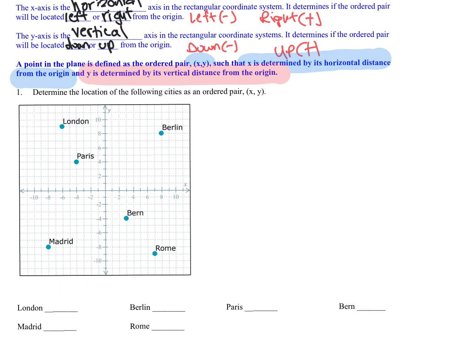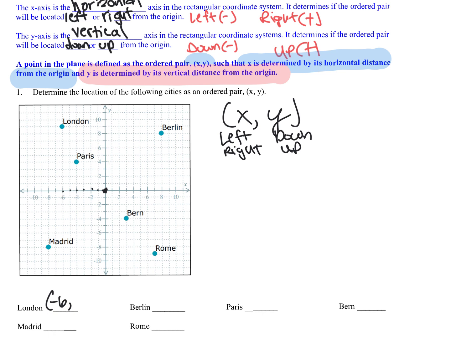So if I'm trying to find London, I always start at the origin, and I'm going to have to go left to right first. The reason why I want to go left to right first is because alphabetically, x goes first, and then comma y tells me up or down. So it's almost like you're giving directions to someone. I would say go to the left 1, 2, 3, 4, 5, 6. So London is at -6 for the x value. And then I would tell my friend to go up 1, 2, 3, 4, 5, 6, 7, 8, 9. And since I said to go up, that would imply that it's positive.